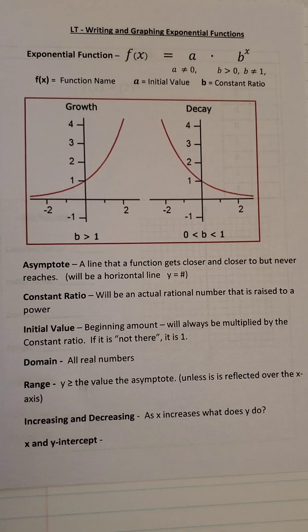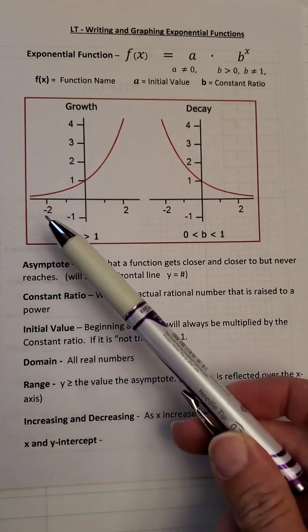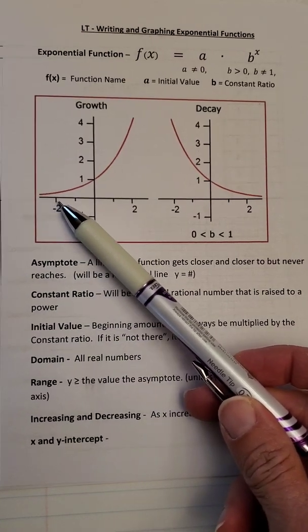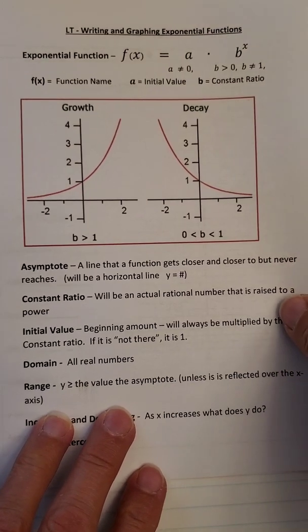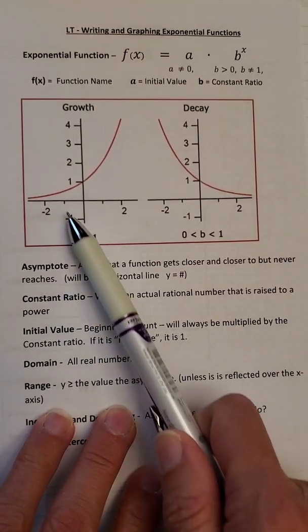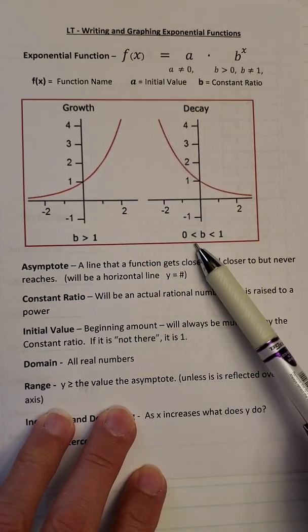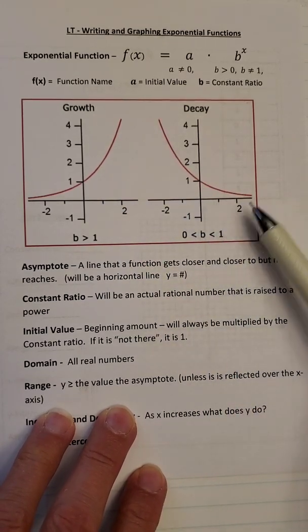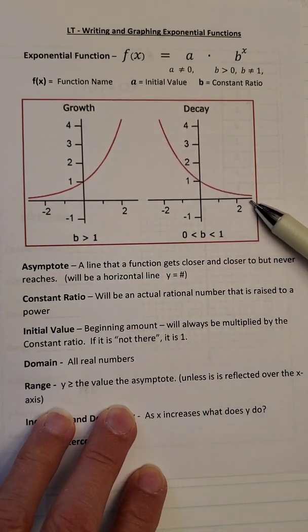Today we're going to focus on the key features of an exponential graph. So look at these two graphs. We've looked at them before, but now you see a growth graph on the left, a decay graph on the right. When b is greater than 1, it goes up from left to right. When b is between 0 and 1, it goes down from left to right. We call that increasing as x increases and decreasing as x increases.